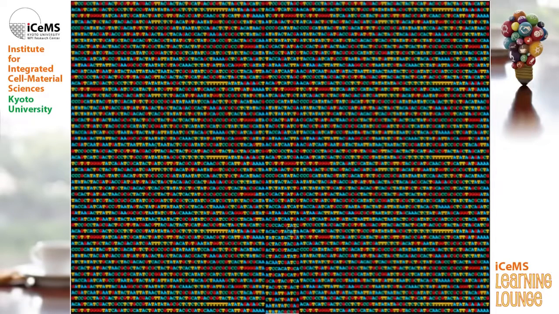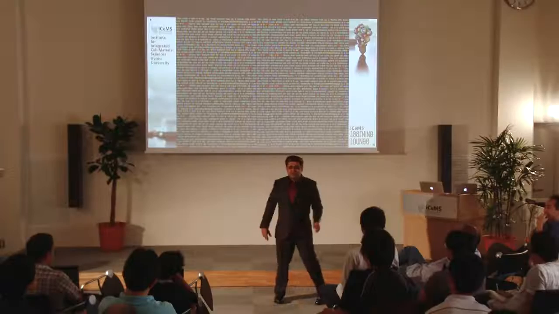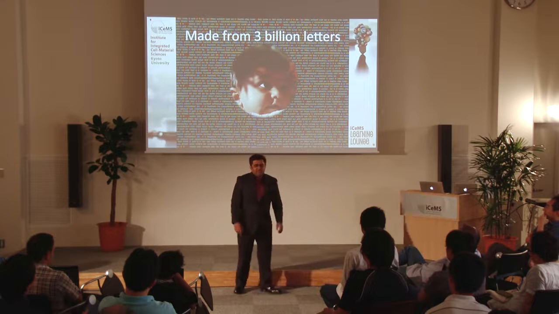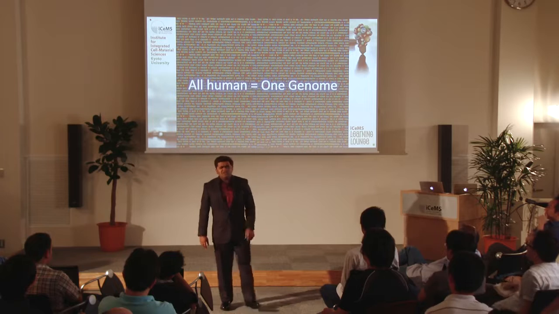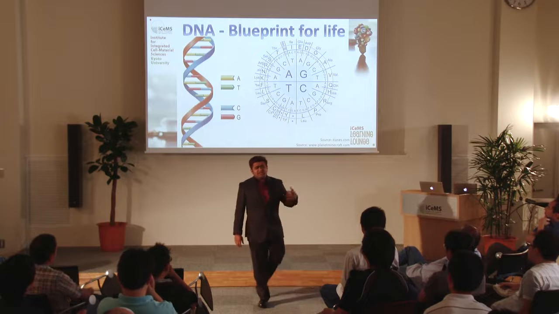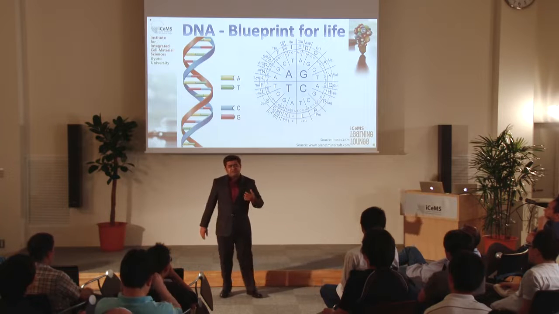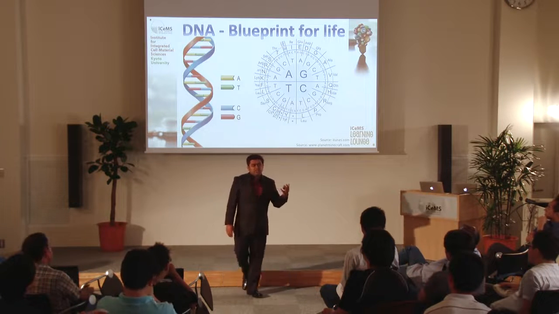So let me introduce the human genome. This is us. We are made from letters, 3 billion of them: A, T, G, C. The genome of humans is so identical that we can call it one universal genome. And where are these letters in our body? These letters are stacked up in a double helical structure, which we all know, DNA, or deoxyribonucleic acid.